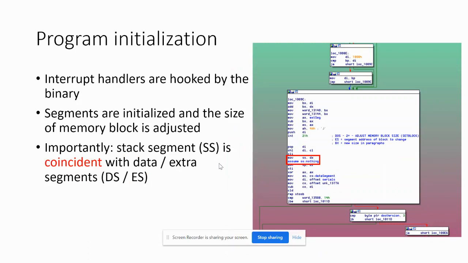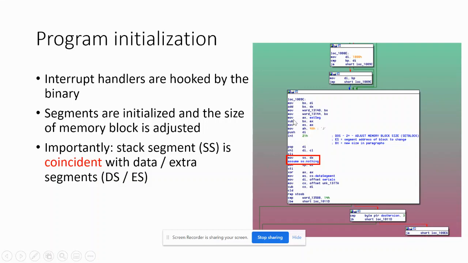So at the program initialization, we have that the interrupt handlers are hooked. In other words, it swaps out some of the default interrupts with its own, for example, divide by zero. And this is, of course, just to, for example, print an error message if there happens to be a divide by zero somewhere in the code. The segment addresses are initialized. In particular, they're changed from what they originally are at the start of the program.